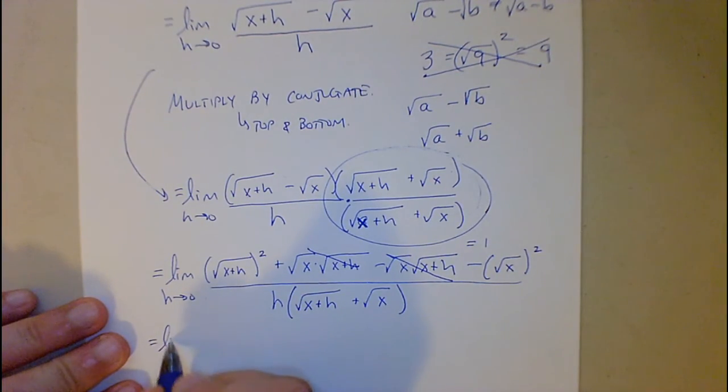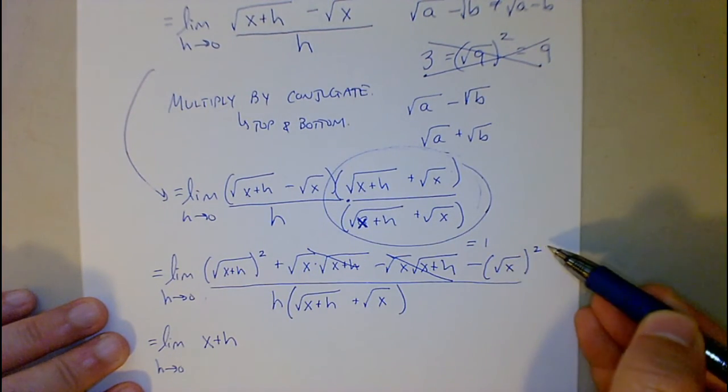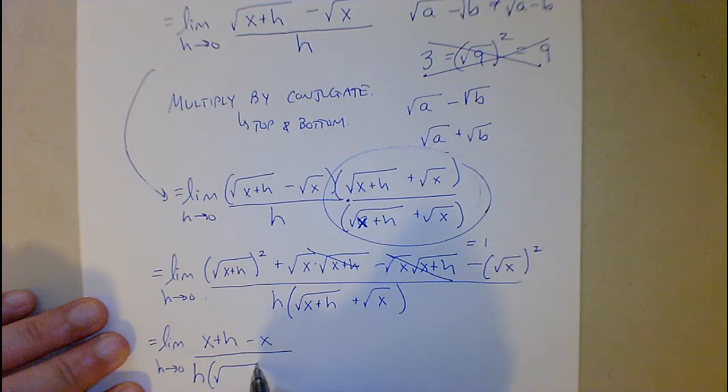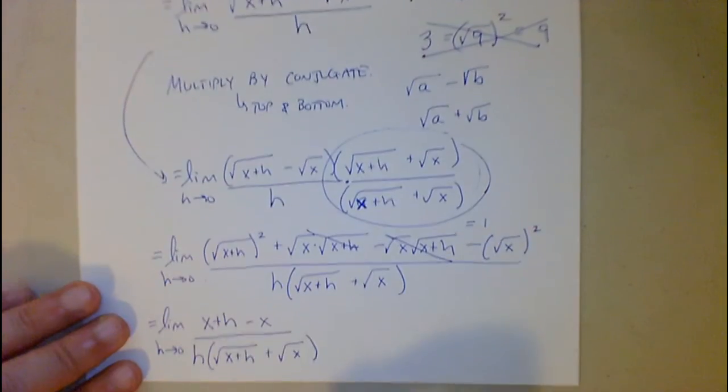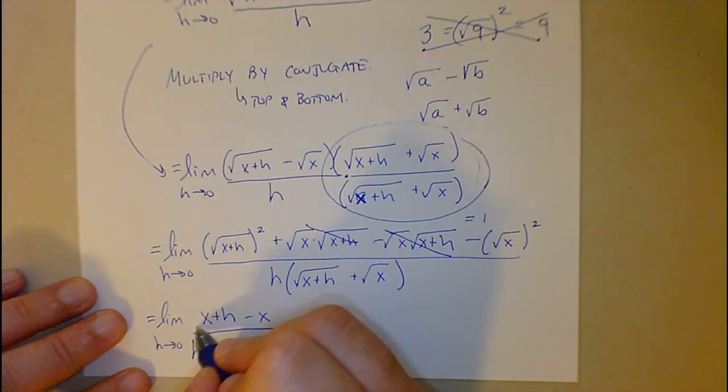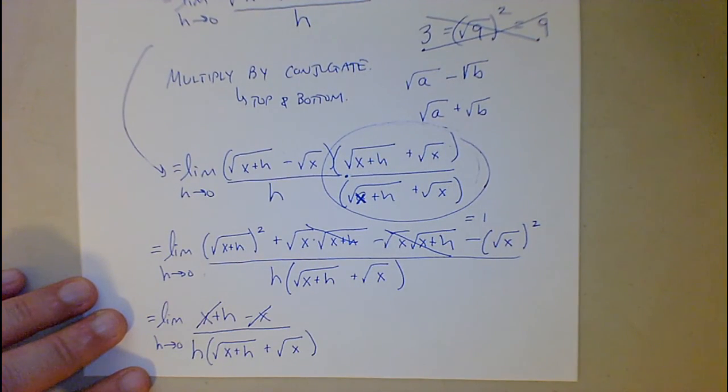Here I have the limit as h approaches 0. The square root and the square cancel one another out. I'm left with x plus h. The square root and the square cancel one another out here. I'm left with minus x divided by h times the square root of x plus h plus the square root of x. Again, please resist the temptation to combine these things under the radicals. Can't do it. But what you can do is take x minus x as 0.